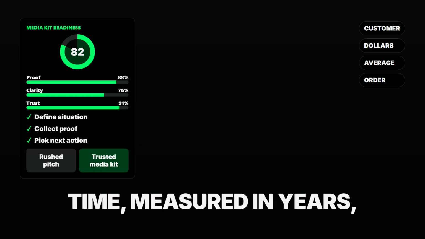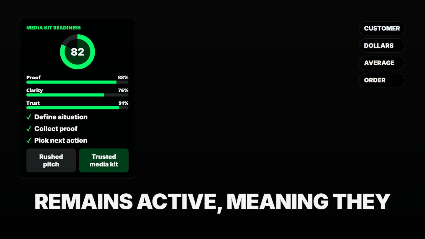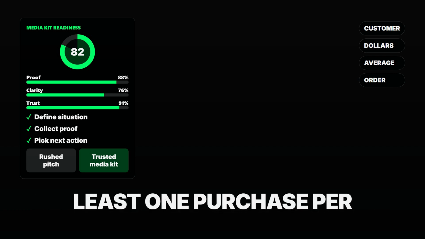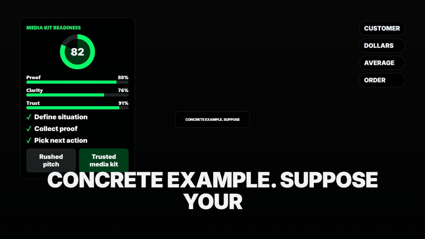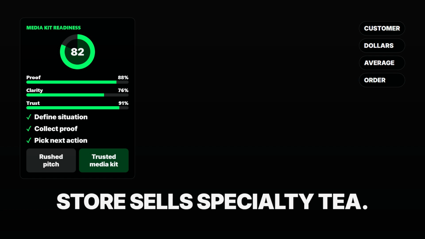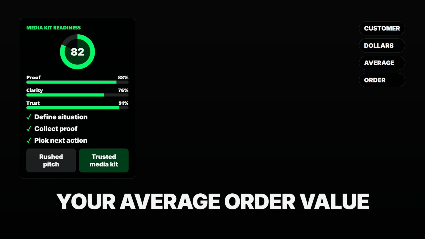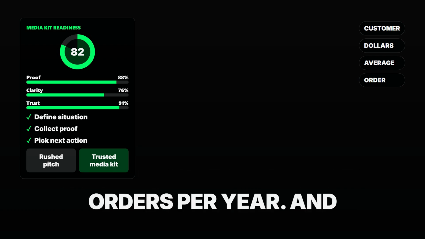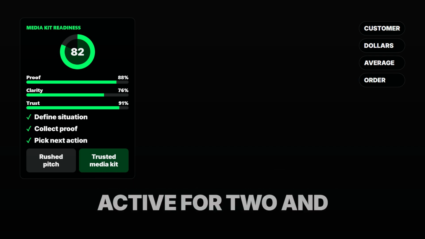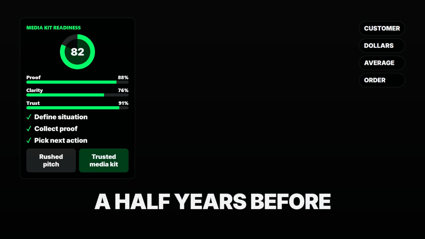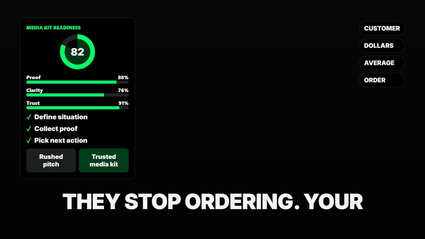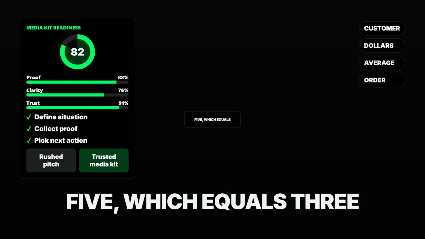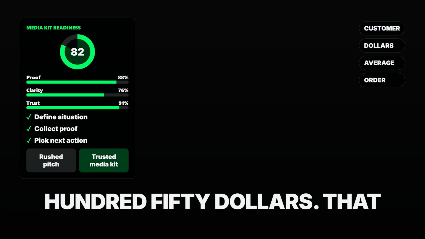Here is a concrete example. Suppose your store sells specialty tea. Your average order value is $35. The average customer places 4 orders per year. And the average customer remains active for 2.5 years before they stop ordering. Your LTV is 35 times 4 times 2.5, which equals $350. That $350 is the total revenue you can expect from a single customer over their lifetime with your store.